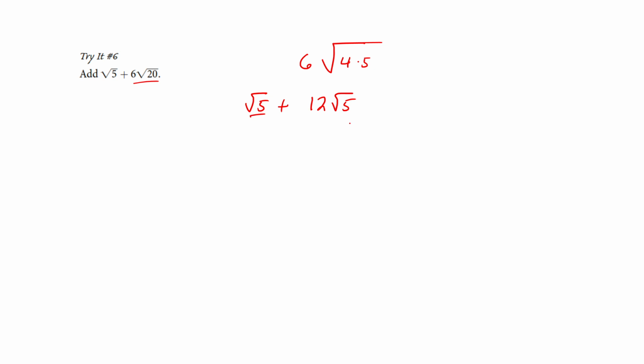Okay, now these are like common terms. I can combine these. And it's like there's a 1 out in front of there. I have one of them over there, 12 there. I have 13 square roots of 5.